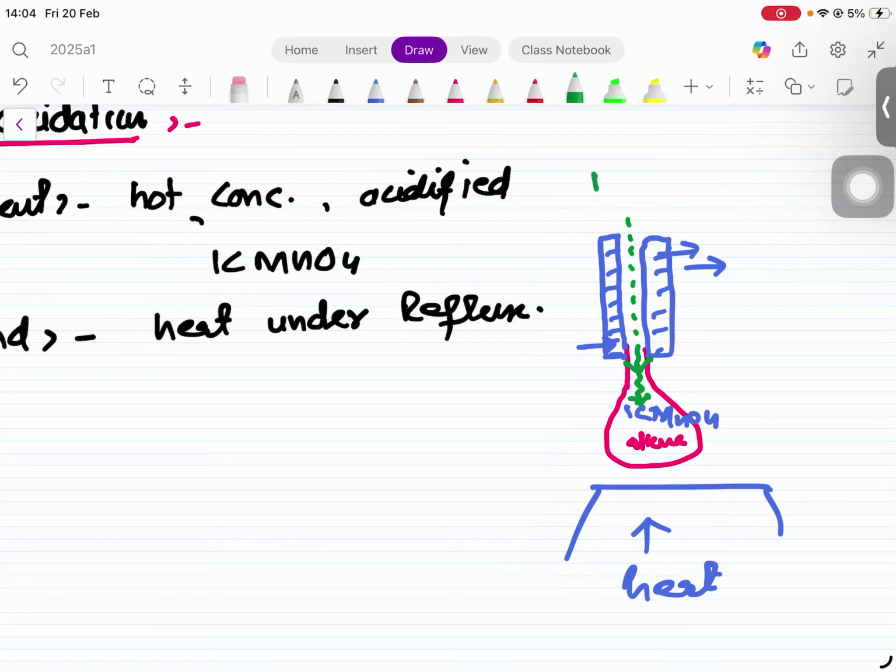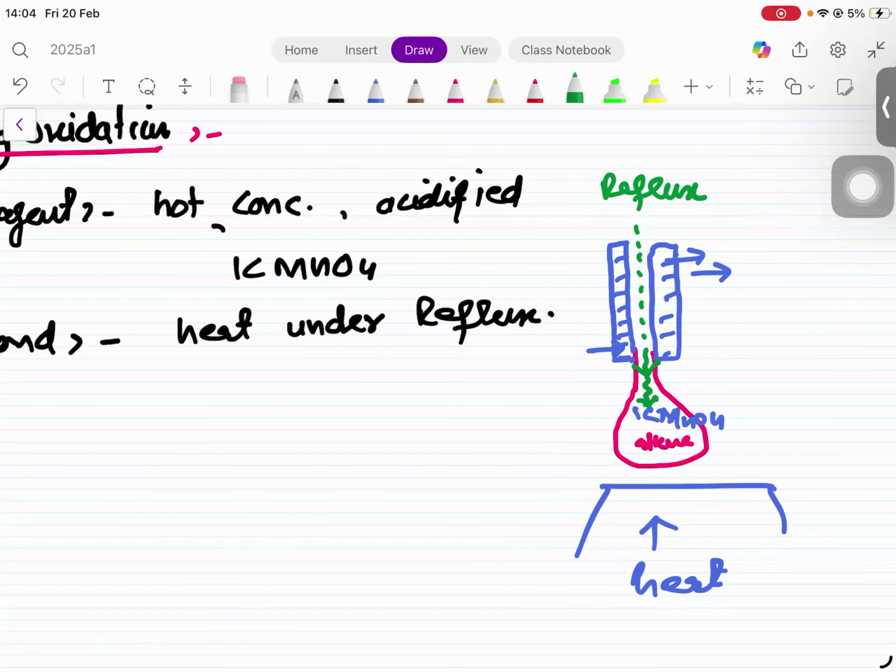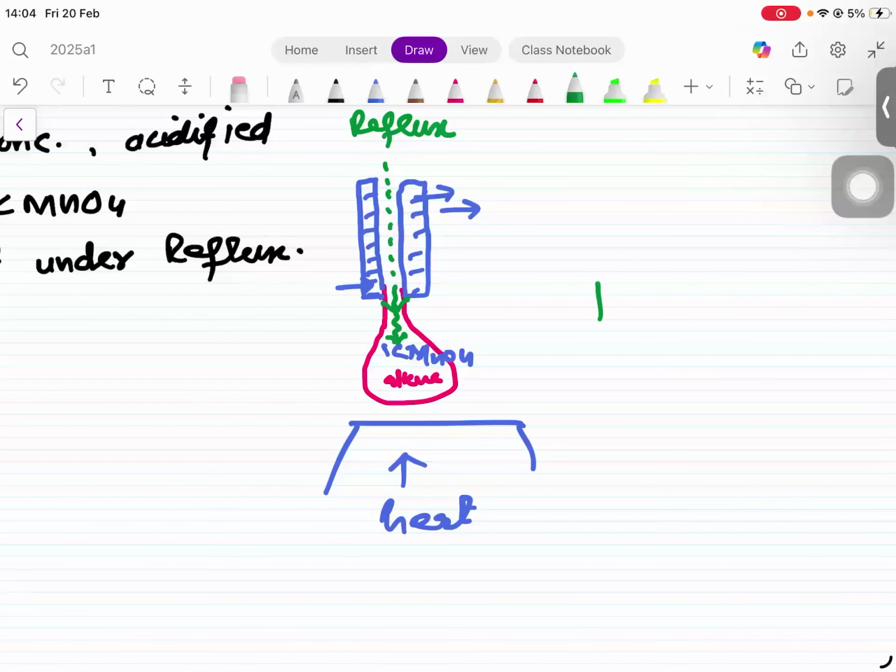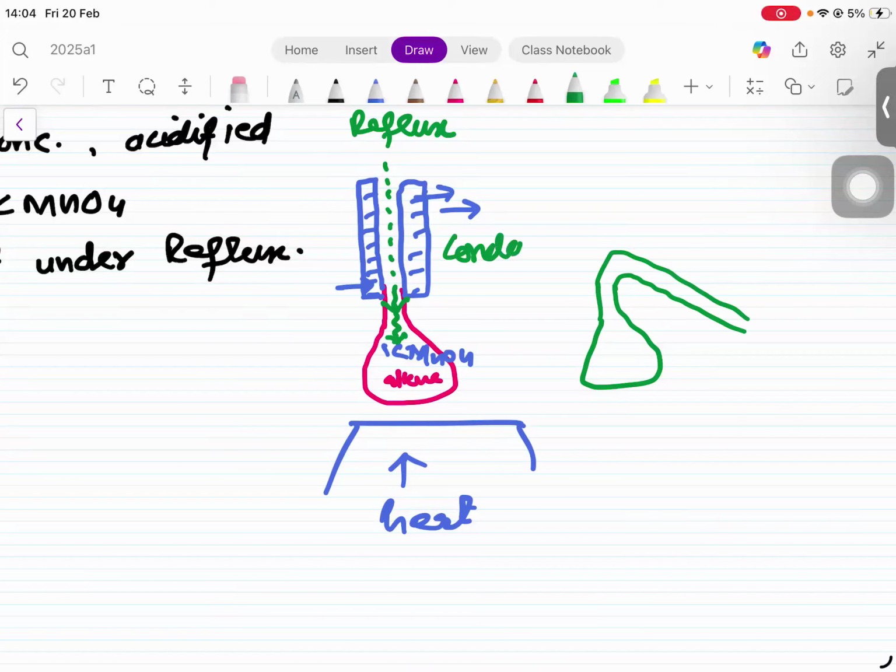Reflux means when the vapors of this mixture of alkene and KMnO4 go up, they are condensed back into the same container to make sure that the reaction is complete. So reflux means it avoids the escape of vapors. Similarly, there is also an opposite of this. For example, if we want that vapors do not escape but we want to collect them in another container, we use the same Liebig condenser, but in this diagonal position.